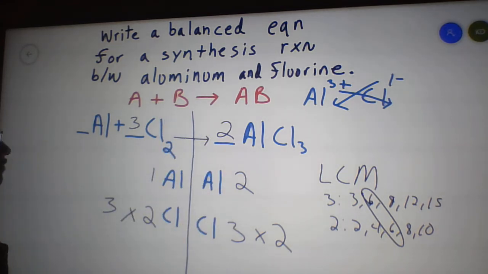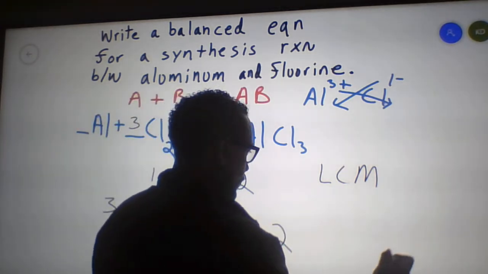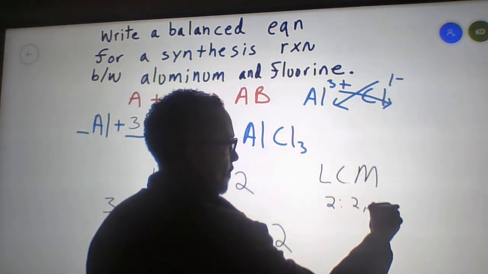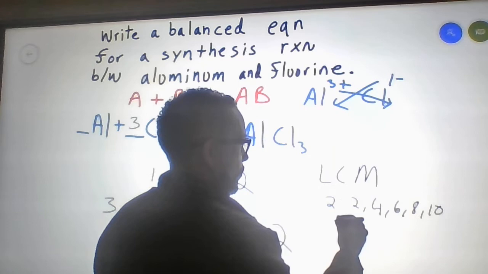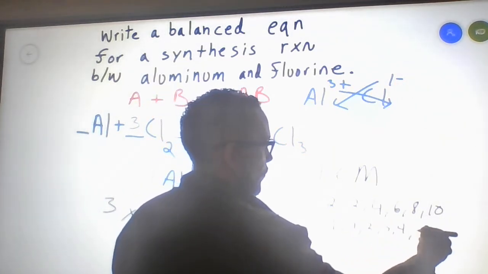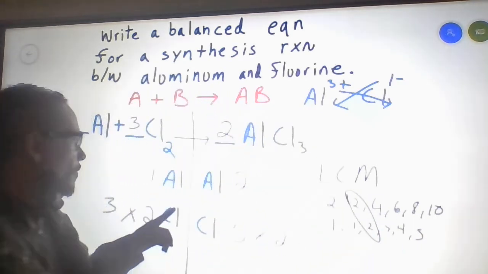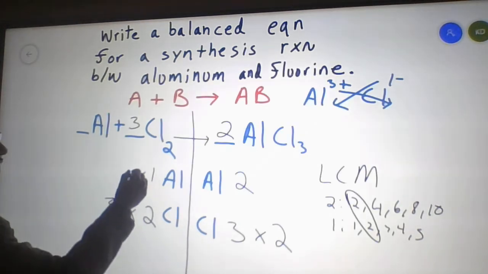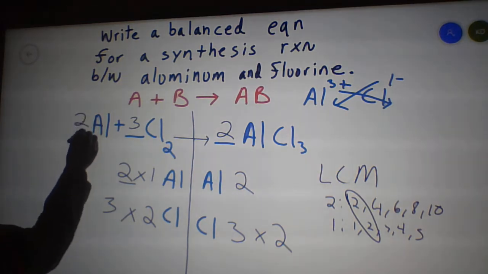Okay, least common multiple of 2 and 1. That's going to be 2. So multiples of 2 are 2, 4, 6, 8, 10. Multiples of 1 are 1, 2, 3, 4, 5. The lowest multiple for this one is going to be 2. We already have 2 on this side, so I need to multiply by 2 to get a 2 on this side. Okay, so this is going to be a coefficient of 2.